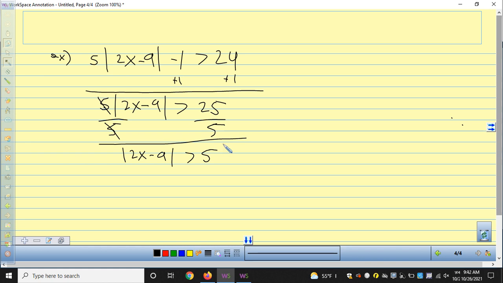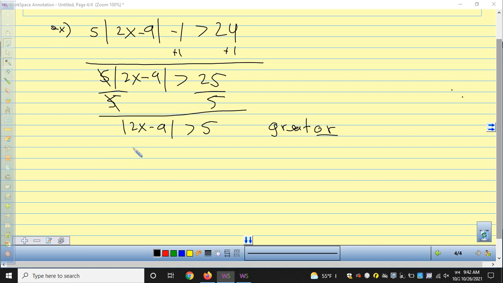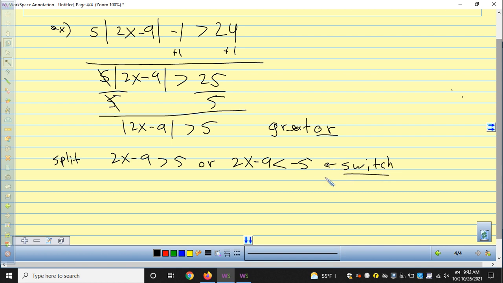Now I have my absolute value by itself. Is this going to be an and or an or? It's a greater than, so it's an or. So we get an or inequality here. Split the absolute value into 2. So I get 2x minus 9 greater than 5, or 2x minus 9 less than negative 5. I switch the inequality on the negative part. Turn the arrow around.